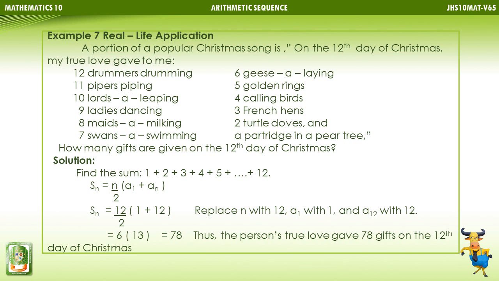Solution. Find the sum 1 plus 2 plus 3 plus 4 plus 5 and so on up to 12. S sub n equals n over 2 times a sub 1 plus a sub n. S sub n equals 12 halves times 1 plus 12. Replace n with 12, a sub 1 with 1, and a sub 12 with 12. Equals 6 times 13. Equals 78. Thus, the person's true love gave 78 gifts on the 12th day of Christmas.